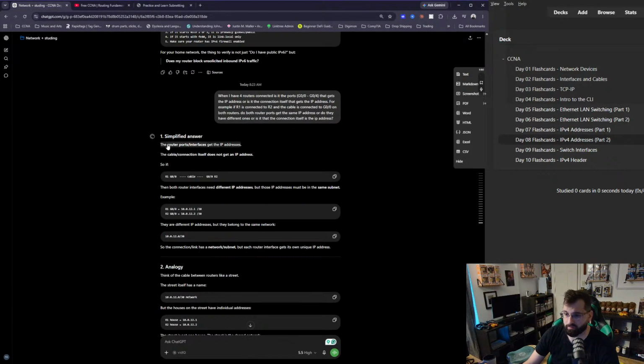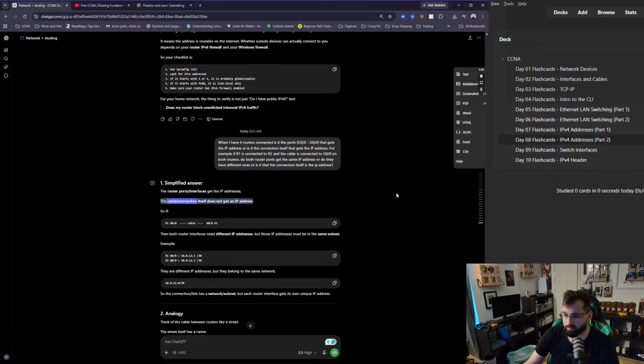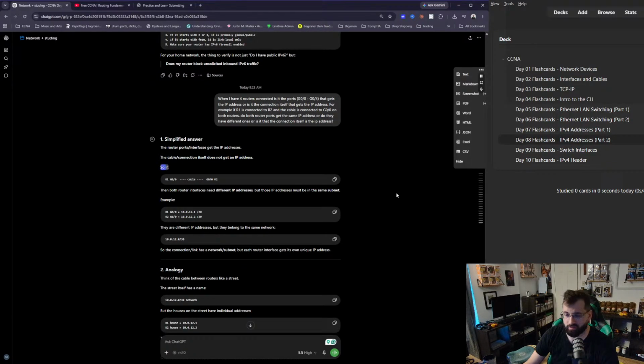I see here. The router port's interfaces get the IP addresses. The cable connection itself does not get an IP address. So that's what I thought. If R1 Gig0/0 connects by cable to R2 Gig0/0, then both router interfaces need different IP addresses, but those IP addresses must be in the same subnet. Example: R1 Gig0/0 equals 10.1.2.1, R2 Gig0/0 equals 10.1.2.2. They are different IP addresses, but they belong to the same network.